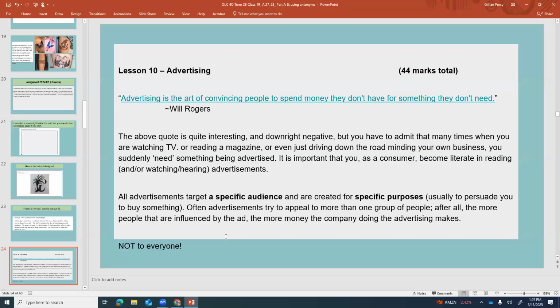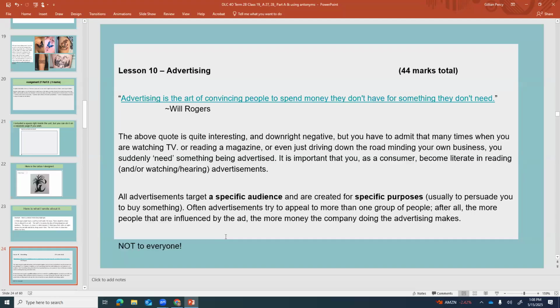So it's important as a consumer that you become literate in reading and or watching or hearing advertisements because they are trying to get your money, and sometimes they will do it in not so honest or sort of sneaky ways that can affect your emotions and your thinking. So all advertisements target a specific audience, and they're always created for a specific purpose, normally to get you to buy something. Often advertisements will try to appeal to more than one group of people, what we call our audience. After all, the more people that are influenced by the ad, the more people the company doing the advertisement makes.